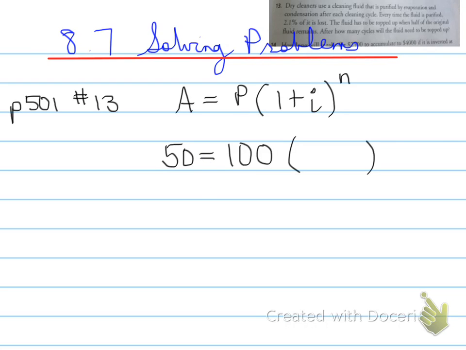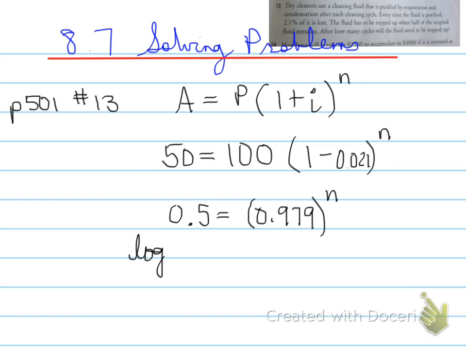The next part is you have 1 plus i. Well, in this case we're actually going down, decreasing by 2.1% each and every single time. So 1 minus 2.1% converted to a decimal, to the power of n. n is the number of washes that are going to happen. Every time there's a wash, it drops 2.1%. So we need to solve for n.